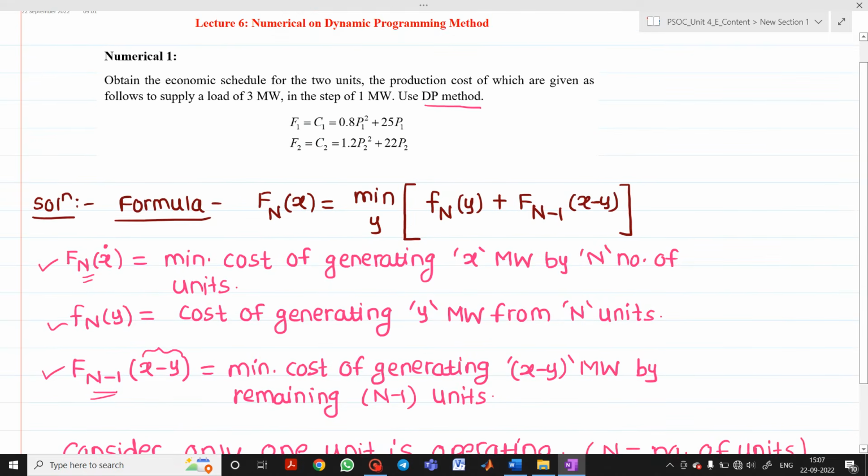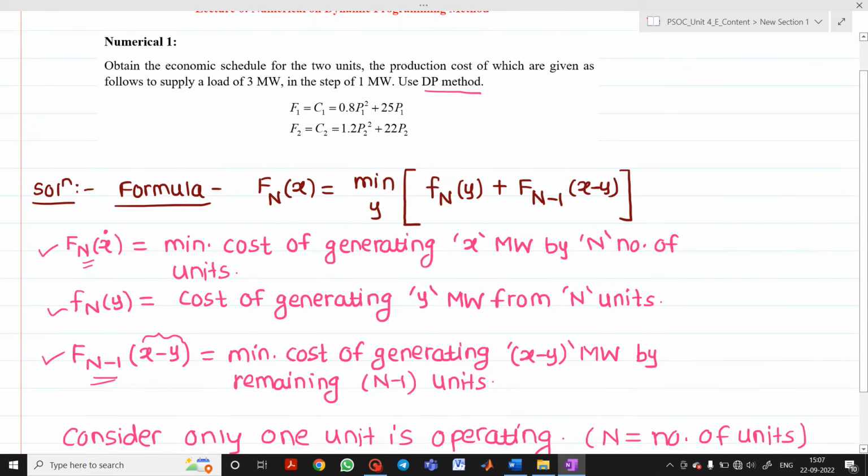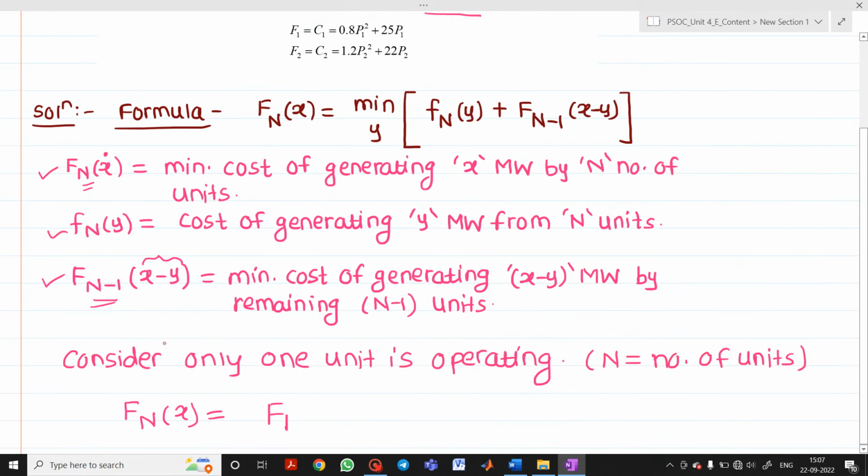Now how much megawatt do we have to supply? 3 megawatt, which is given in the numerical. So I will write it here as F1 of 3, which will be the same as small f1 of 3. Now why is it the same? Because if we have only one generator, then the minimum cost of generation and the cost of generation for a particular megawatt will be the same.